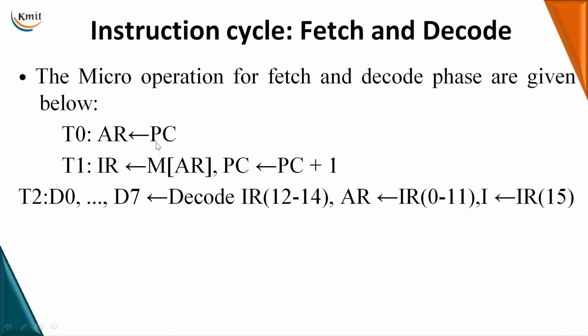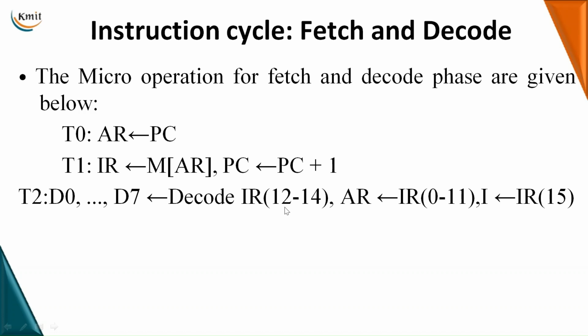And now the program counter should point to the address of the next instruction, because the current instruction is being executed, is in the process of execution. So the program counter should point to the next instruction. That is done by incrementing the PC by 1, PC to PC plus 1, at timing signal T1. And at timing signal T2, you are going to decode the particular instruction which is present in the instruction register.